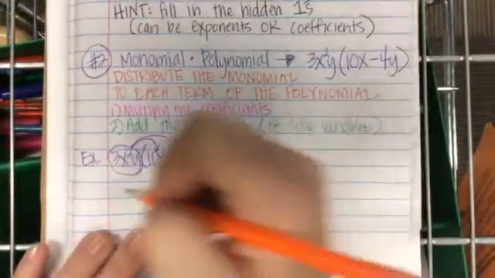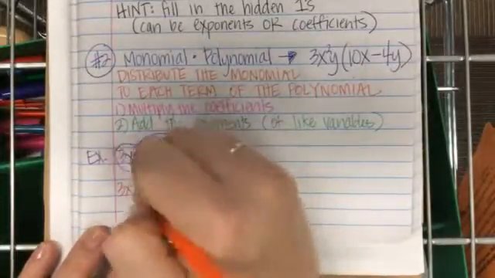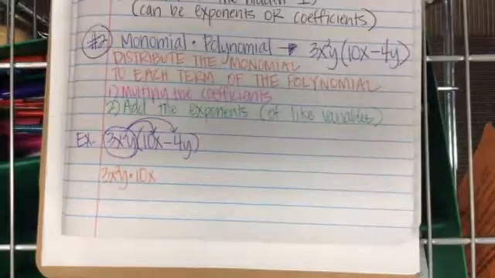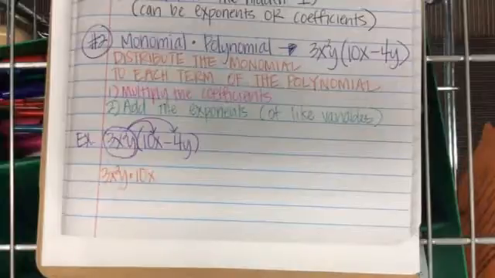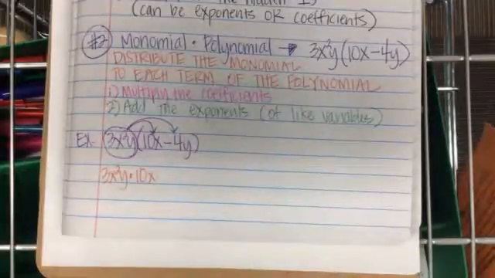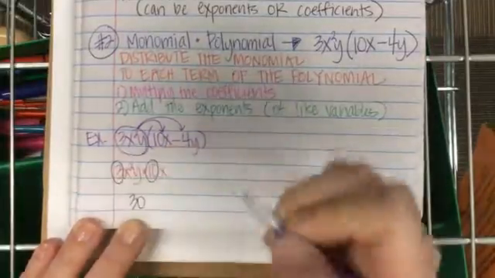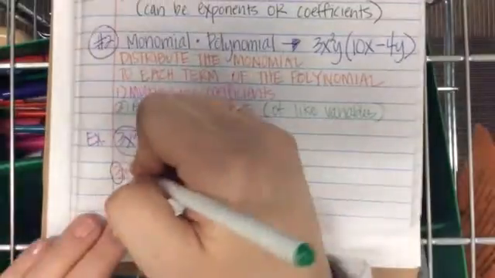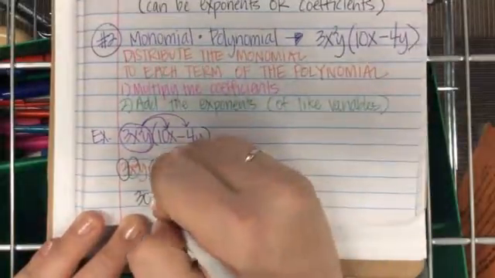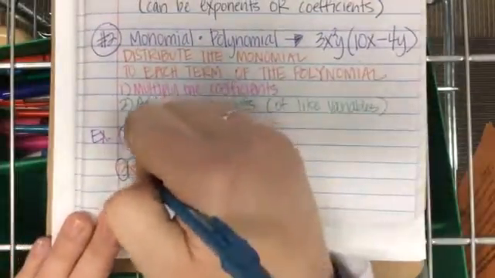Okay, so term number 1. I'm going to rewrite it. You do not have to do this on your homework. But to show it, so that you can see in your notes, this is what I did. 3x squared y times 10x. So multiply the coefficients. 3 times 10 is 30. X squared times x to the first is x to the third. And what do I do with this y? There's nobody for it to become friends with. It just goes on to the end.